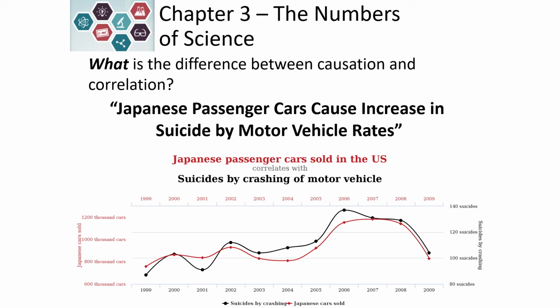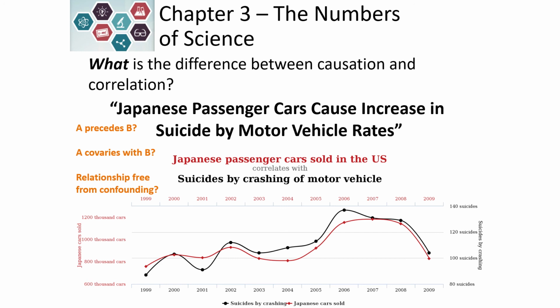Do Japanese passenger cars being sold in the US cause a higher incidence of suicides by crashing a motor vehicle? Well, let's use our three criteria. Do the sales of Japanese cars happen before the crashes by suicide? It's a little difficult to tell. They kind of vary together, kind of trend together, but it's difficult to tell if one happens before the other. Does A covary with B? Well, there are similar trends, and we can see that by the graph.